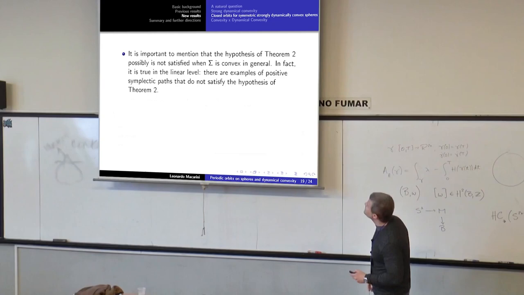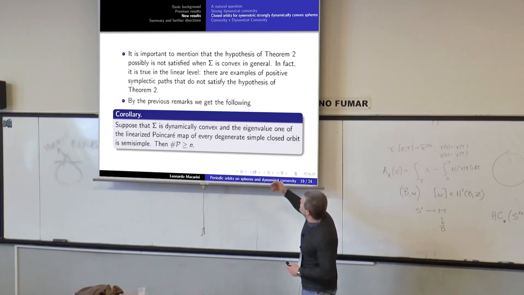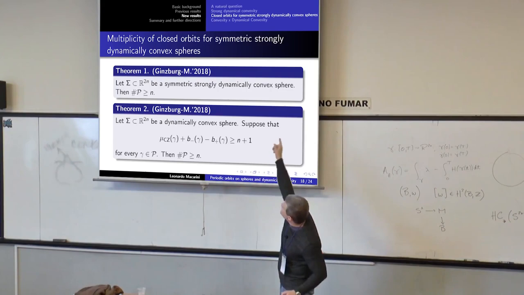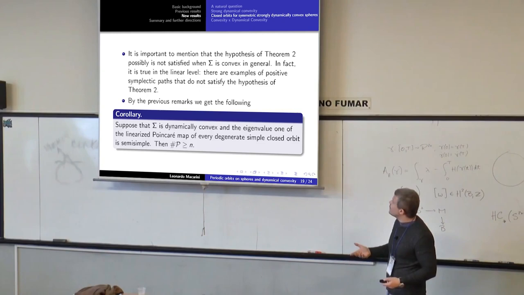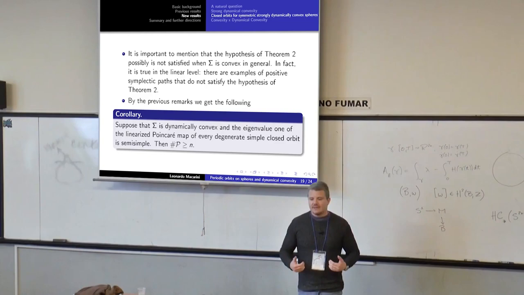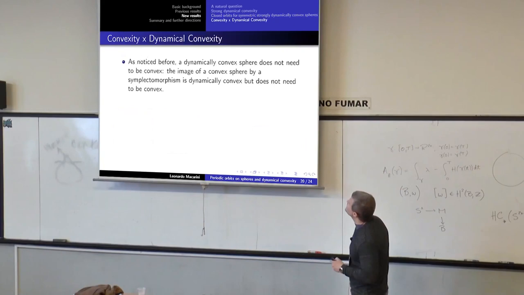And as a corollary of this result, of the second result, as I said, you see, when the eigenvalue 1 is semi-simple, b minus and b plus are both zero. So in particular, we get this corollary. Suppose the sigma is dynamically convex, and the eigenvalue 1 of the linearized Poincaré map is semi-simple. Then you have at least n periodic orbits. So we have the result assuming only dynamical convexity, but we also need to assume that the eigenvalue 1 is semi-simple in the non-symmetric case. Okay, very good.